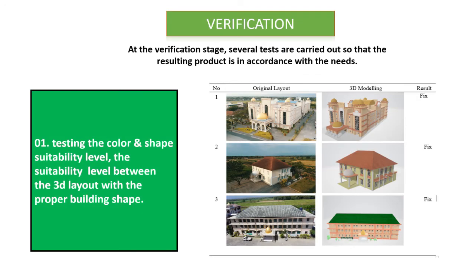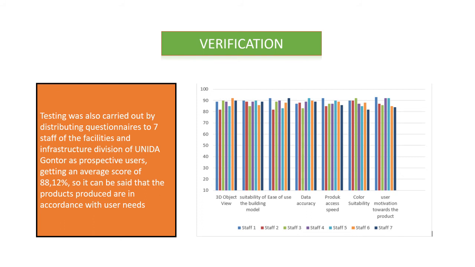Verification. At the verification stage, several tests are carried out so that the resulting product is in accordance with the needs. Testing number 1 is the color and shape suitability level. The suitability level between the 3D layout with the proper building shape, as shown in the image below. Testing was also carried out by distributing questionnaires to 7 staff of the Facilities and Infrastructure Division of UNIDA Gontor as the prospective users, getting an average score of 88.12%, so it can be said that the product produced is in accordance with the user needs.